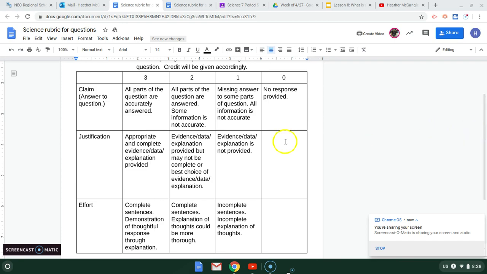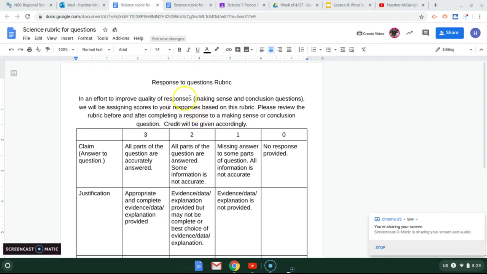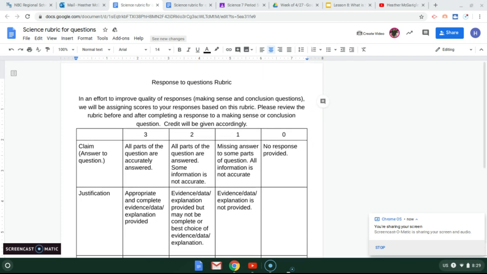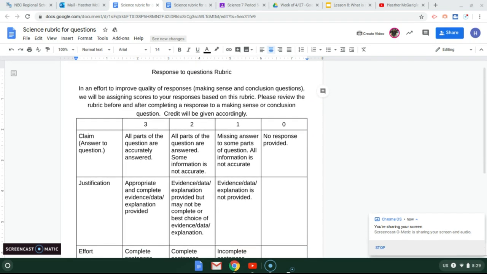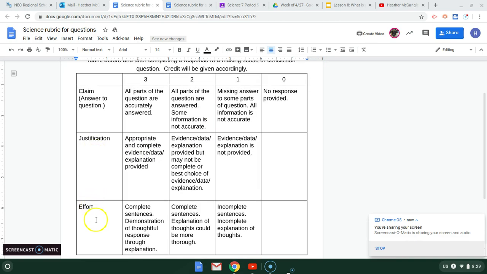Okay, so here is the rubric that we're going to be using for all of the response questions throughout the rest of the fourth marking period, in an effort to improve the quality of responses to the making sense and conclusion questions that we'll be assigning. Sometimes this will count as an assessment. Sometimes the rubric will be used to count the questions as a practice, or sometimes an evaluation. And so there's three parts to this rubric: claim, justification, and effort.